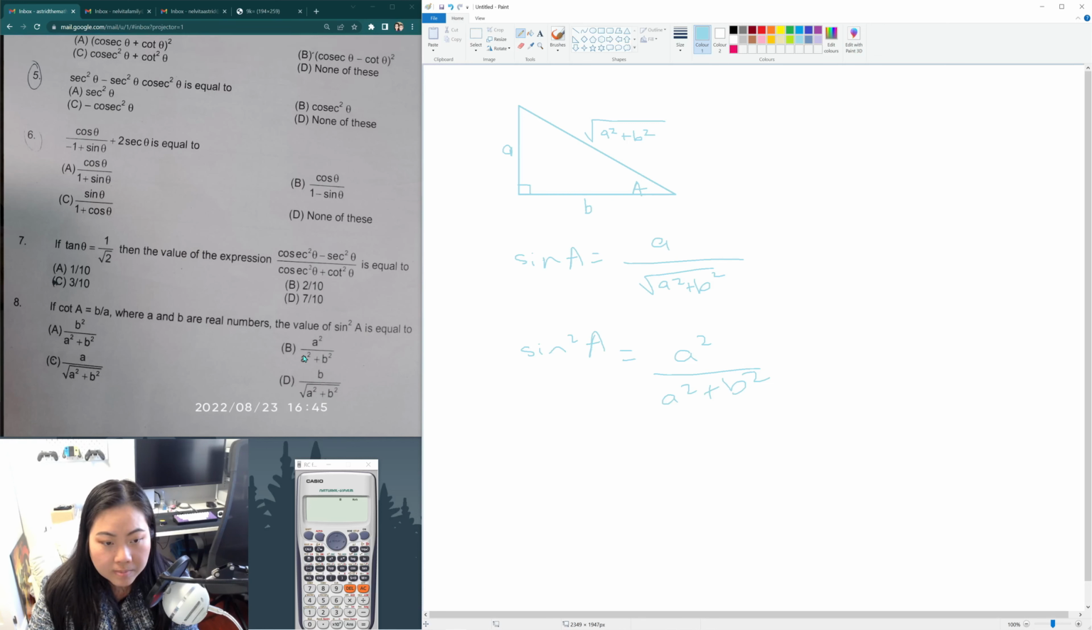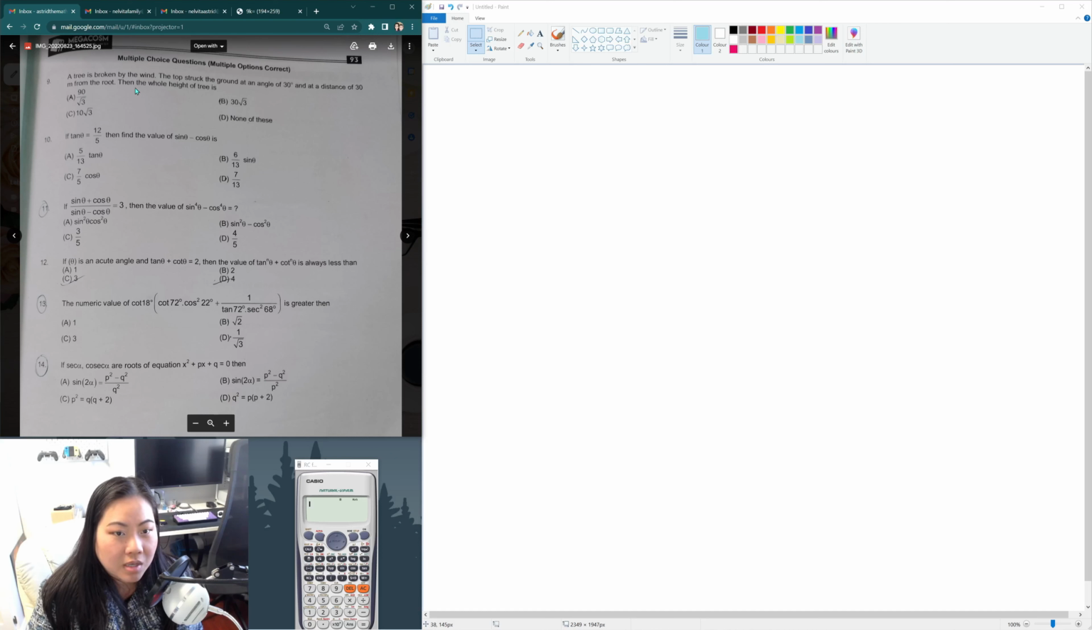We're on to the second page. How exciting. Let's go to question 9. A tree is broken by the wind. The top struck the ground at an angle of 30 degrees and at a distance of 30 meters from the root. Then the whole height of the tree is what?